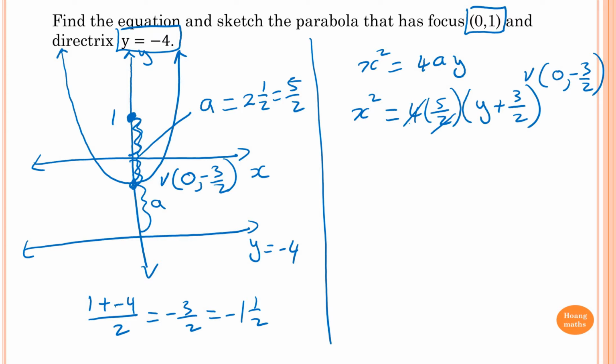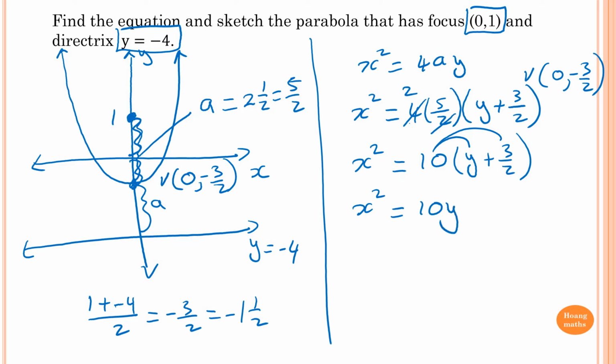So now 4 times a half, or 4 divided by 2 if you like, is 2. 2 times 5 is 10. So x squared equals 10(y + 3/2). Now all I need to do is remove the bracket. So x squared equals 10y, 10 times 3/2, half of 10 is 5, 5 times 3 is 15. Then I just rearrange everything on this side, it just looks nicer, that's all. So x squared minus 10y minus 15 is equal to 0.